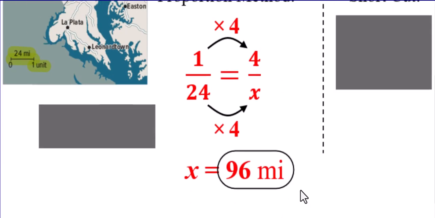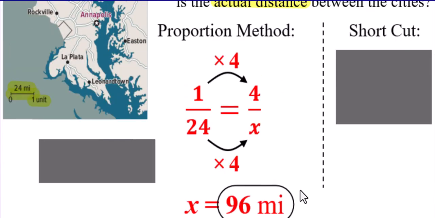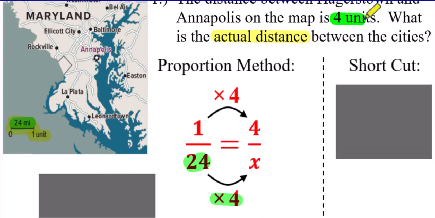Now, maybe in real life it's not exactly 96 miles, but pretty much. That's what our answer is. Now, you might be like, Mr. Underkoffler, wait a minute. Do I really have to show a proportion? Couldn't I really just do the 24 that the map gave me here for the actual distance for 1 unit and multiply it times 4 because it was 4 units?